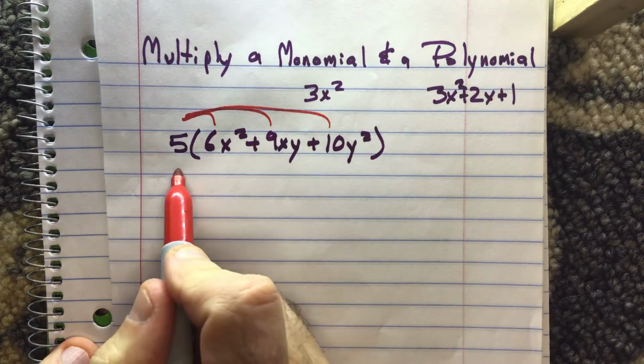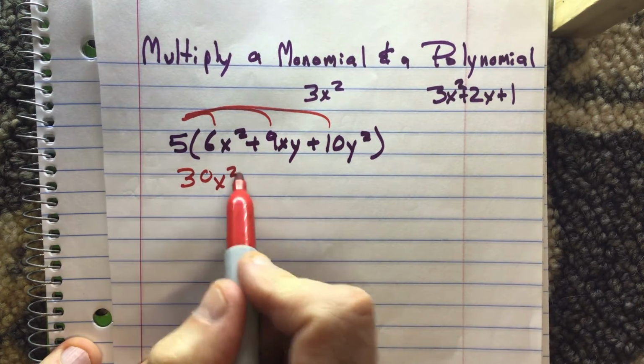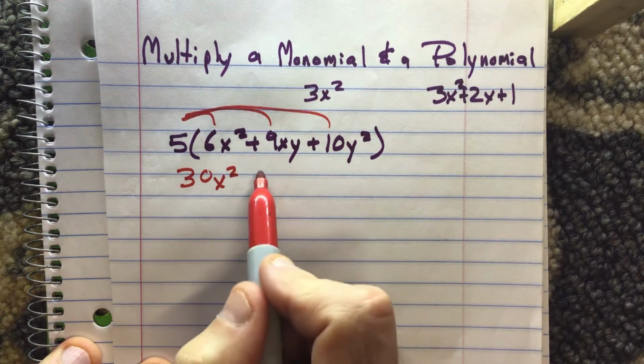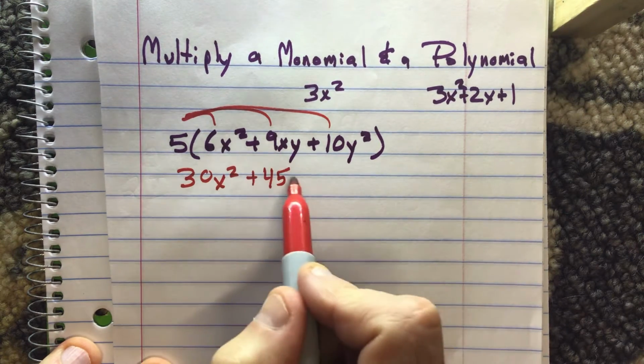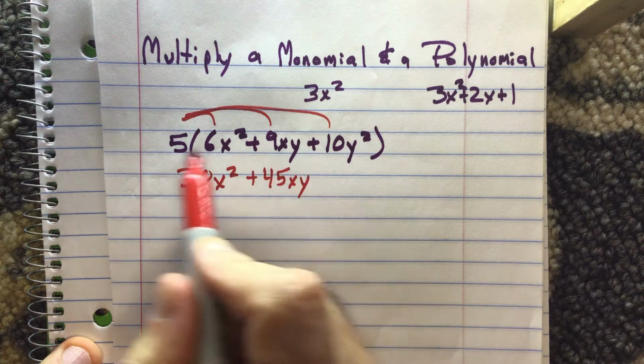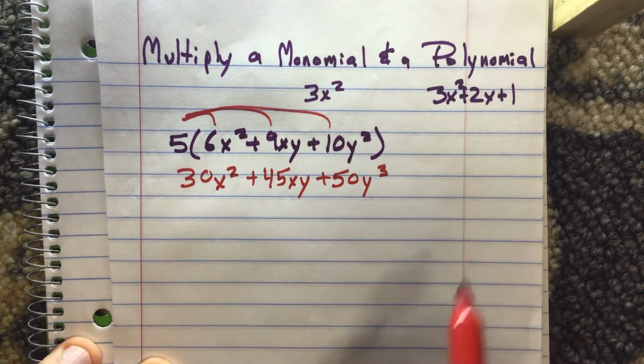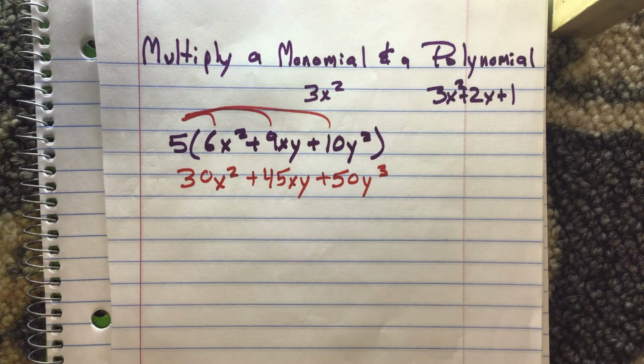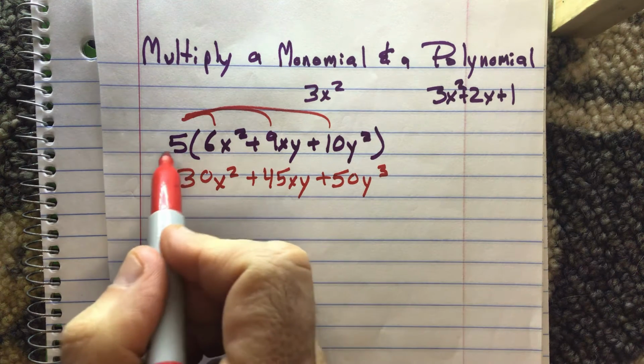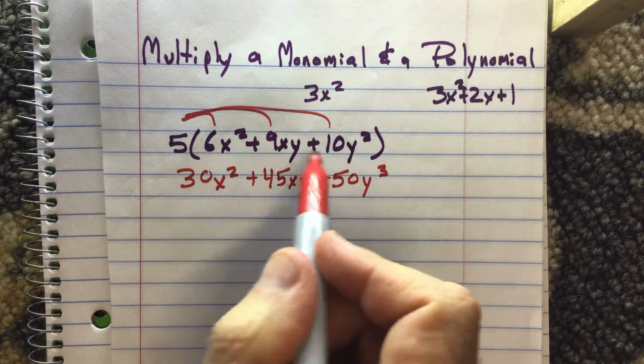5 times 6 is 30x squared. 5 times 9 is 45xy, and 5 times 10 is 50y cubed. So that's it. That's multiplying a monomial, in this case a constant, times a polynomial.